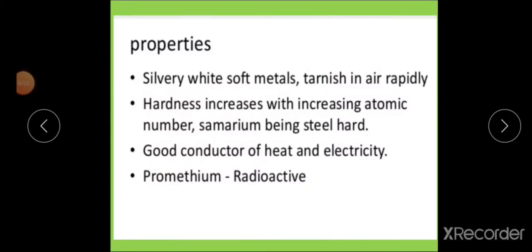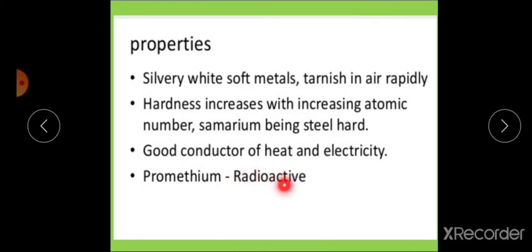Then properties of lanthanides. They are soft metals with silvery white color and moderate densities of nearly equal to 7 gram per cubic centimeter. They tarnish in air rapidly, meaning the color and brightness of these lanthanides reduces on exposure to air. Their hardness increases with increasing atomic number. Samarium is hard like steel. They are good conductors of heat and electricity.